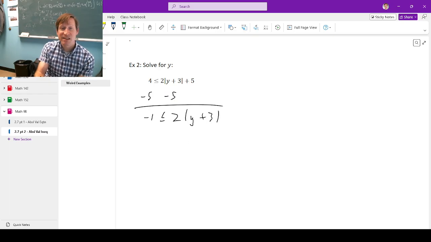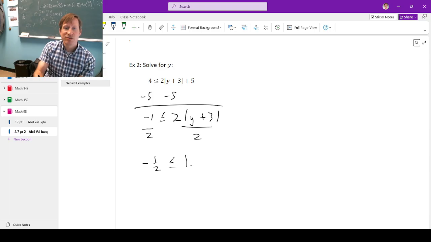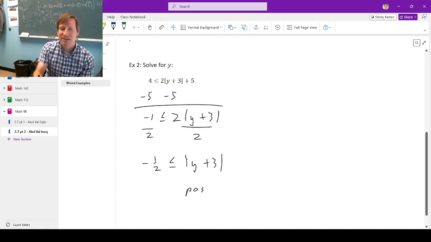Next, to isolate the absolute value, we should divide both sides by 2. On the left, we get minus 1/2, less than or equal to, absolute value of y plus 3. Okay. And now we have to think about how could we make this happen. Well, the stuff on the right-hand side, on the greater side of this inequality, is the absolute value. And the absolute value, whatever it is, is going to be positive, right? No matter what we put in there for y, the stuff coming out of this absolute value will be positive.